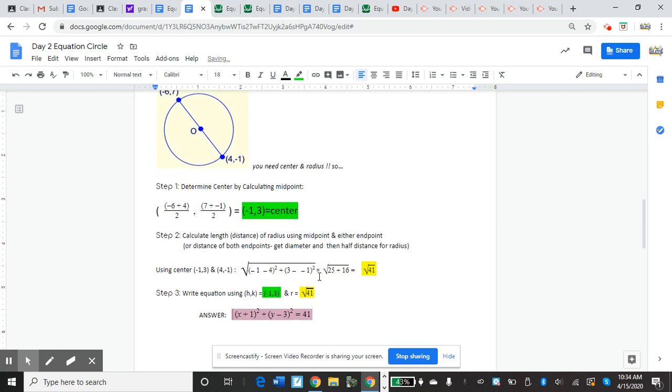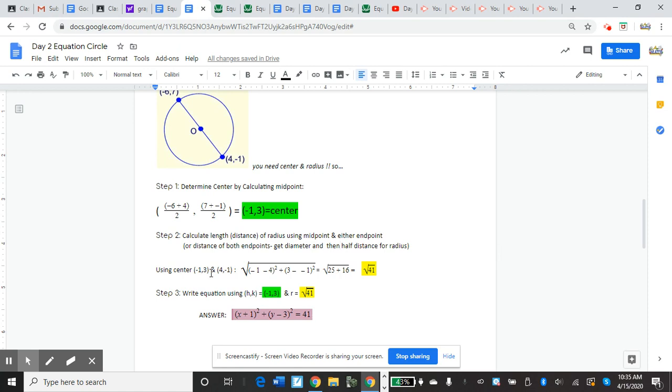Right? Then we're going to calculate the length and distance of the radius. So how do we figure out the radius? Well, we're going to use the center point, which is (-1, 3), and we're going to use one of the endpoints. You could use this endpoint or you could use this endpoint. Either way, you would get the radius. Now, I also put here, if you wanted to use both of the diameter endpoints, that's fine. Get the length of the full diameter and then just halve it at the end to get the radius.